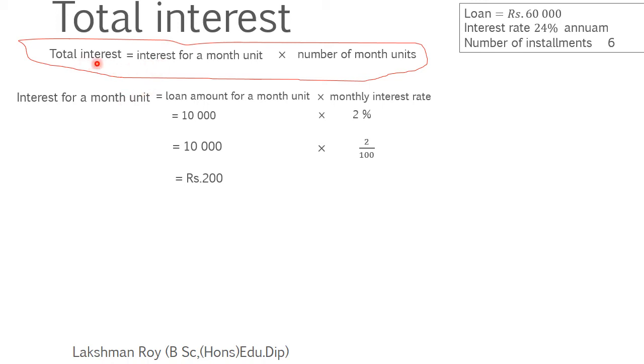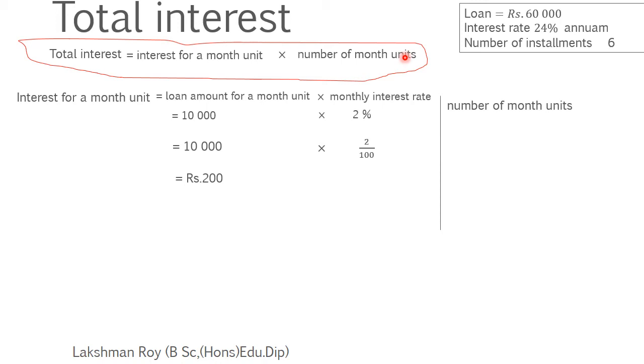To find the total interest, now we found the interest for a month unit. Another one we should find. Let's see what that is. That is the number of month units. This one actually comes from arithmetic progression. From the arithmetic progression, previously we discussed how to calculate interest for first month, second month, third month, fourth month, like that. So you can get an idea from that.